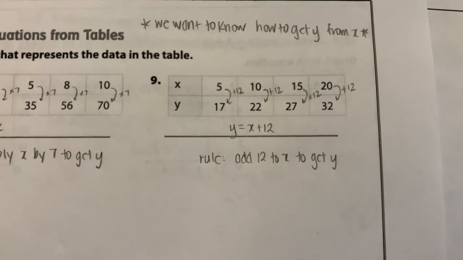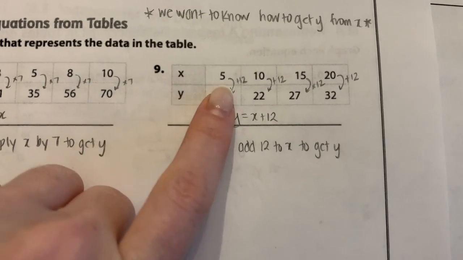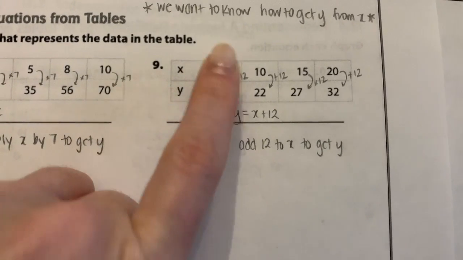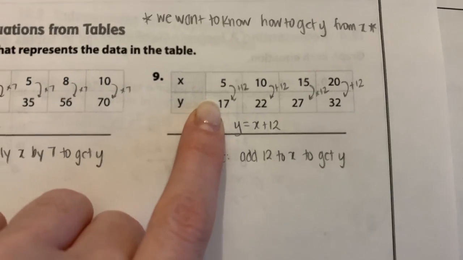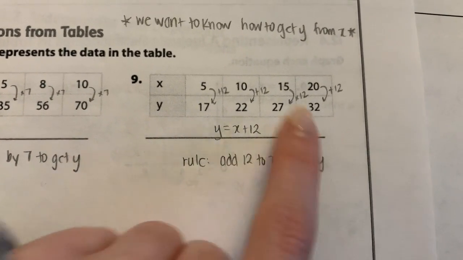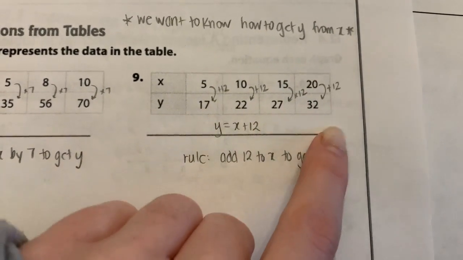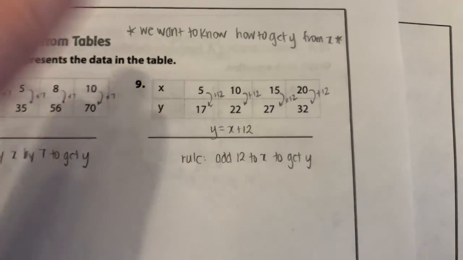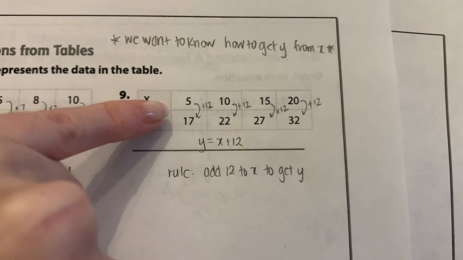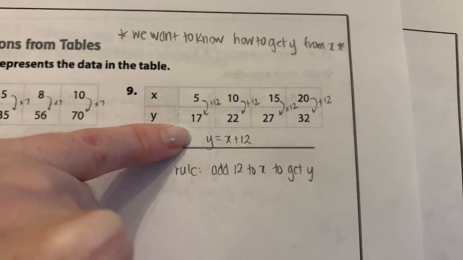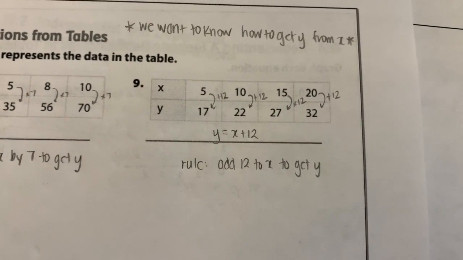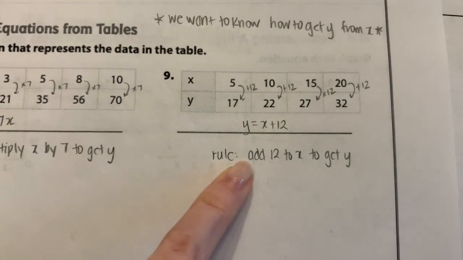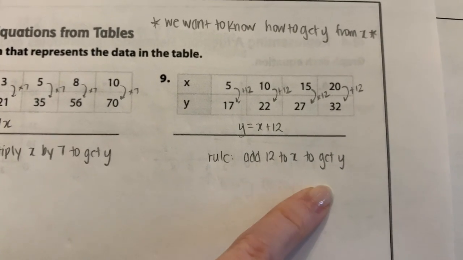And for number 9, excuse me, sorry. When the first thing doesn't always make sense, try to look for something that's easy to tell. You know, 10 to 22 and 20 to 32, they're more obvious if you're not good at doing arithmetic in your head. But you can see to go from x to y, you're just adding 12, right? So the rule is add 12 to x to get y.